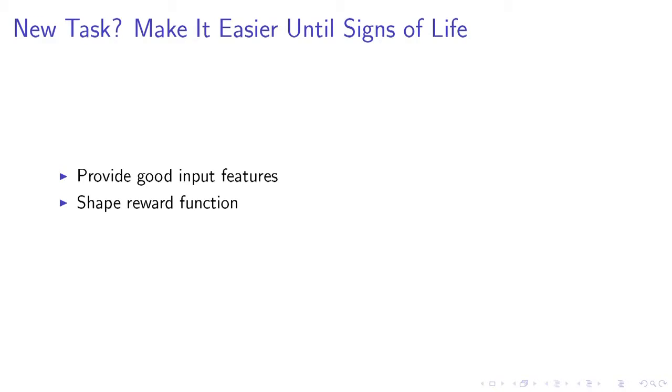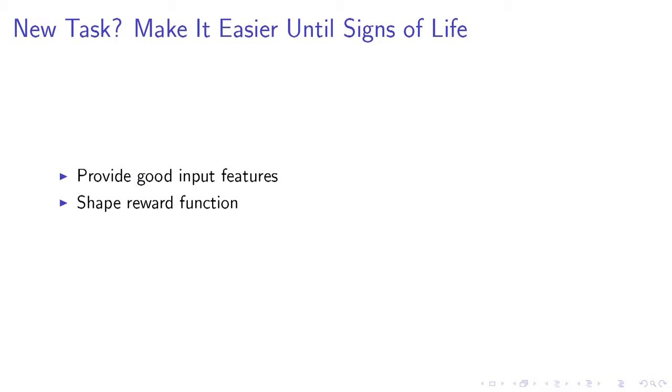If you have a new algorithm, let's say you have a new task, I would recommend just making the task easier until you start seeing some signs of life, you see it learning something. So there are various ways you can make it easier. You can try doing some feature engineering.